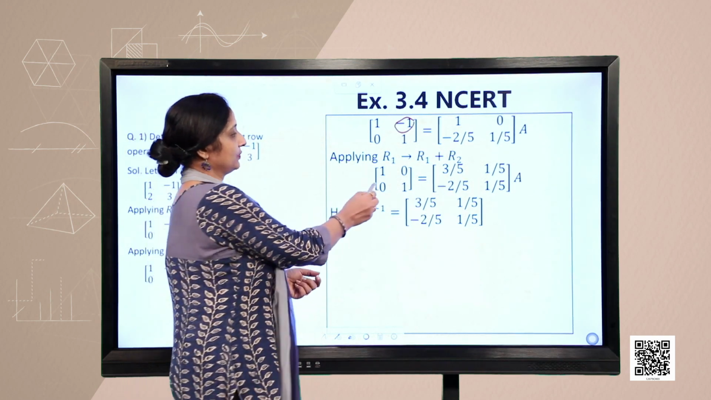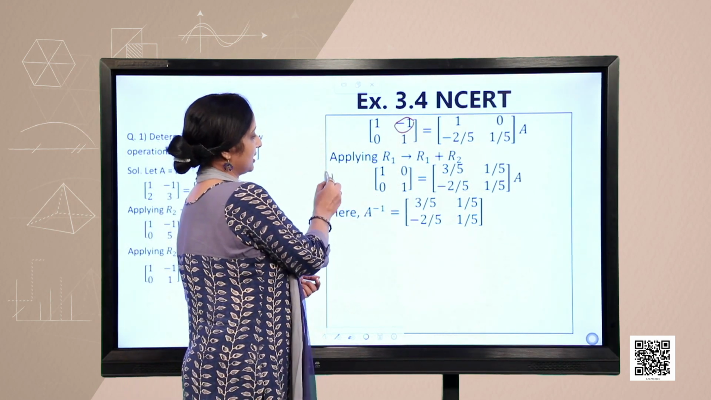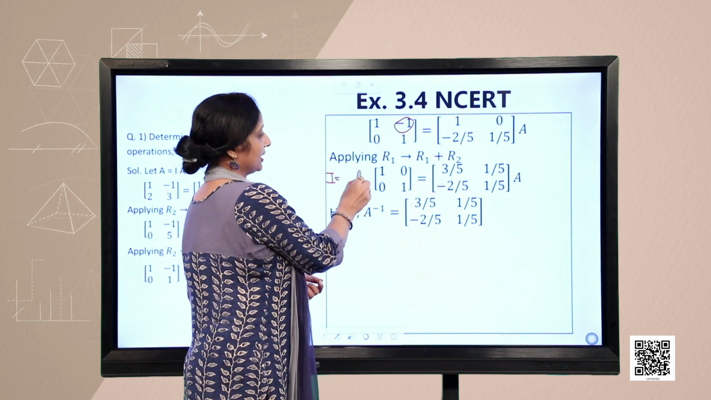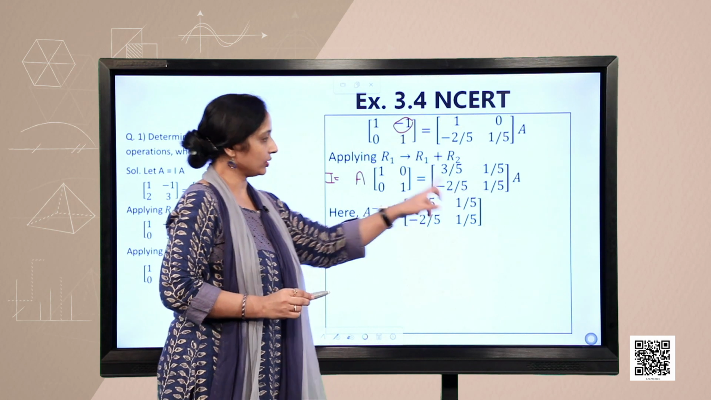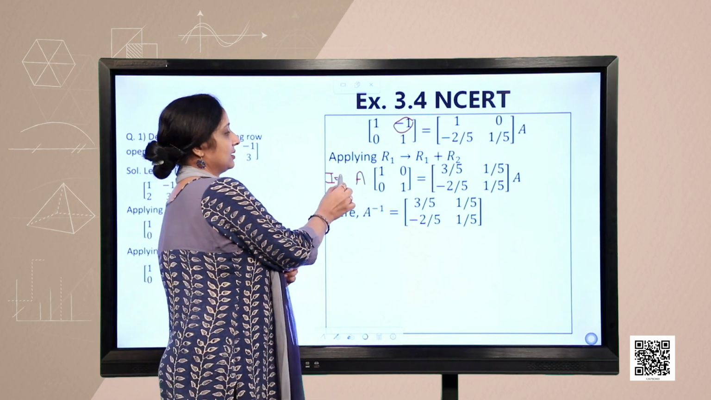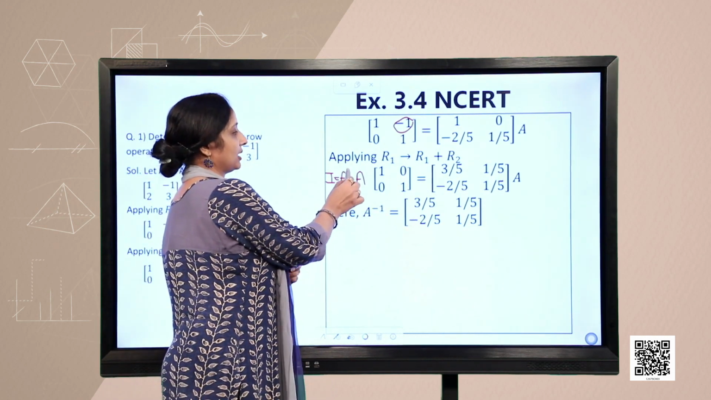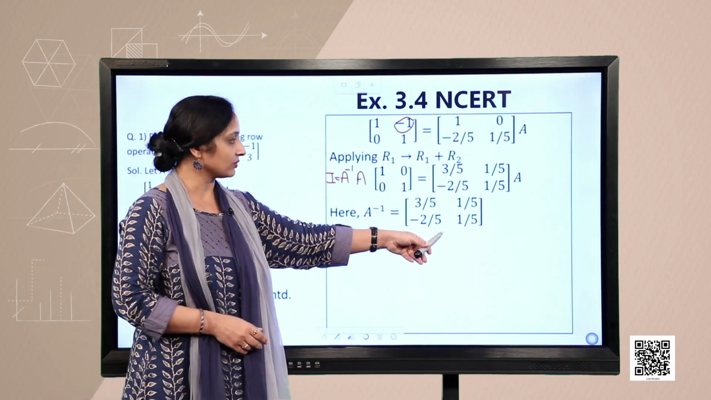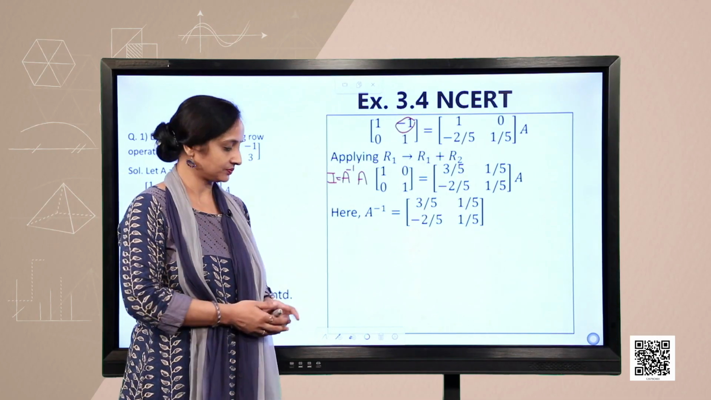So you can see here, this is the identity matrix I. This matrix has been obtained, and this is A going on. So this matrix which you have obtained by row operations is nothing but A inverse. Thus this matrix is A inverse.